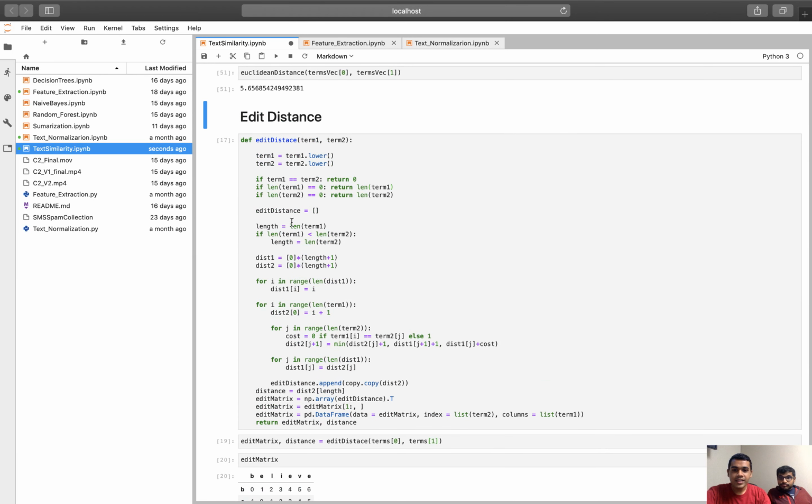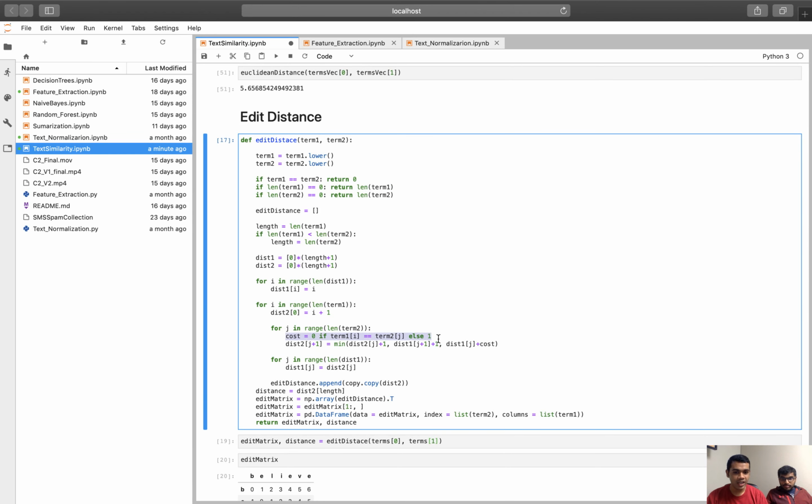So edit distance here, doing a bit of coding. Do not worry about all these. We're basically constructing the matrix and getting the maximum. Here we are calculating the cost. As you can see here, if the two terms are equal, the cost is zero, else as we have discussed before. And I'm updating the distance matrix by taking the minimum of the diagonal and the vertical and the horizontal, and appending it into the edit distance matrix.